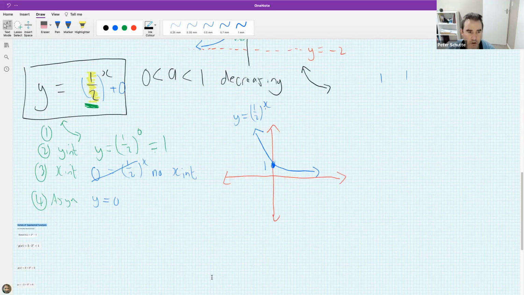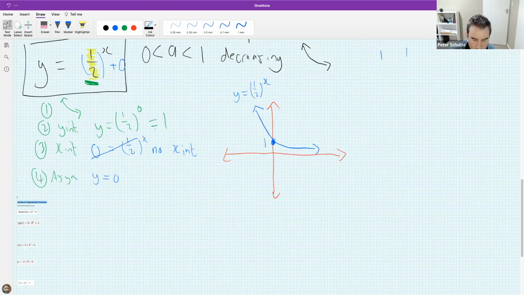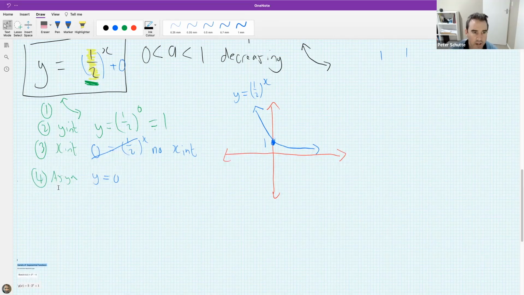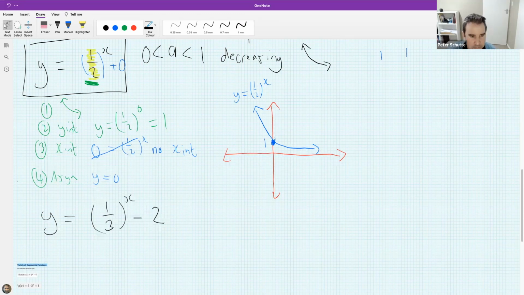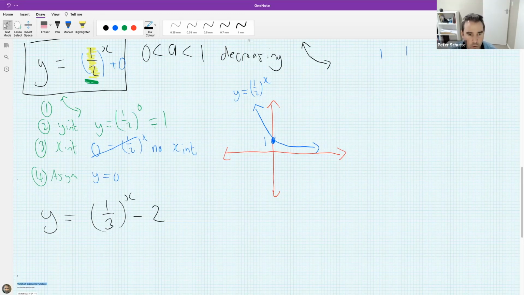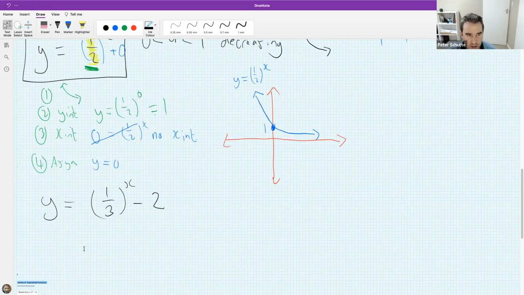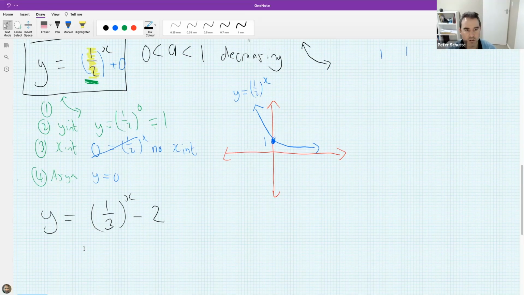Now, the only way to know for sure if this is going well for you is to test out this process. So I want you to draw me the following exponential graph. It's going to be a third to the power of x, minus 2. And I want you to take that 4-step process and try and draw me the exponential function, a third to the power of x, minus 2.